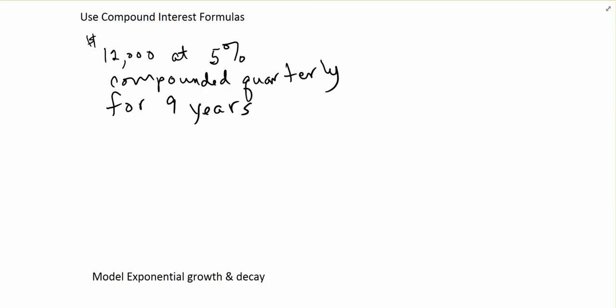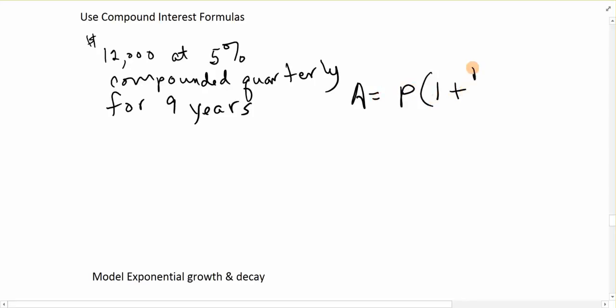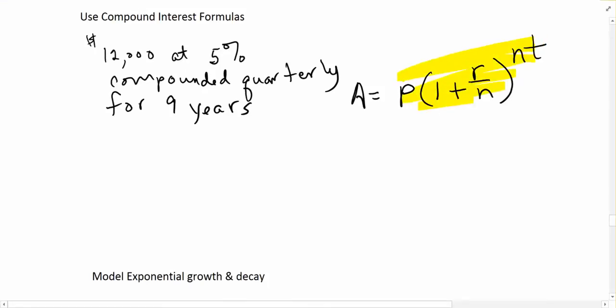Okay, so if you were putting some money in the bank, let's all be excited that we have $12,000 in the bank and we're getting paid 5% interest compounded quarterly for 9 years. Our formula is A equals P parentheses 1 plus R over N raised to the NT. That's our formula.